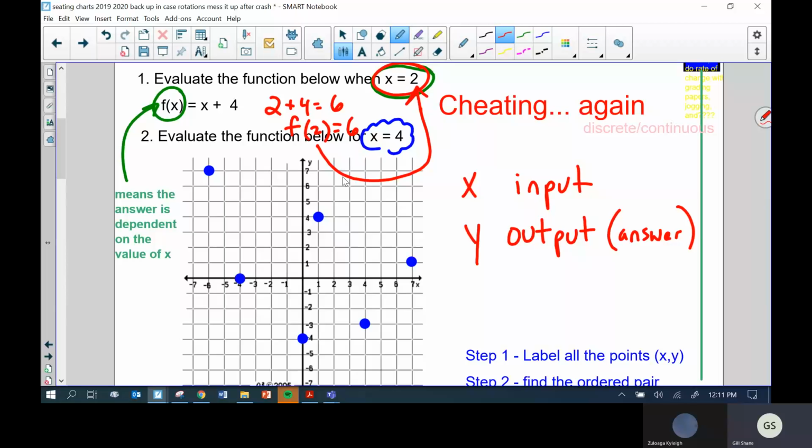Now we're working on the graph. We said when you do a graph, it's the same thing. We're evaluating the function. Oh, and this is for everybody, I forgot to tell you guys here. This is a function. How do we know it's a function? The graph I'm talking about now. How do we know that's a function?